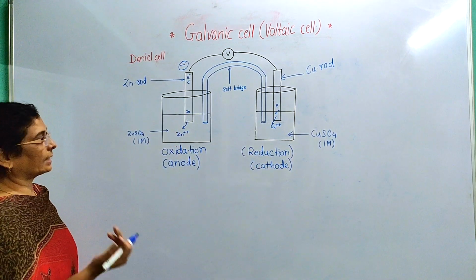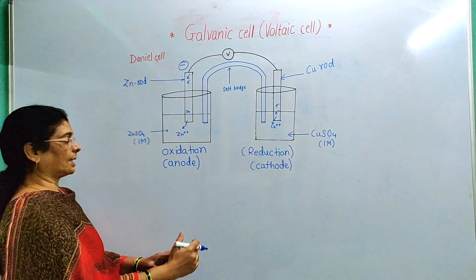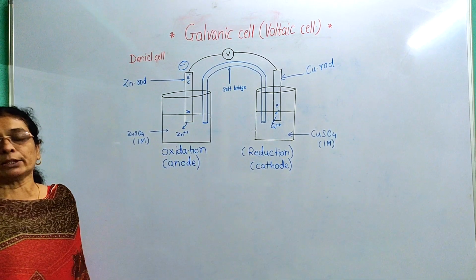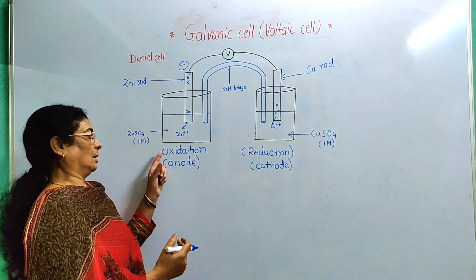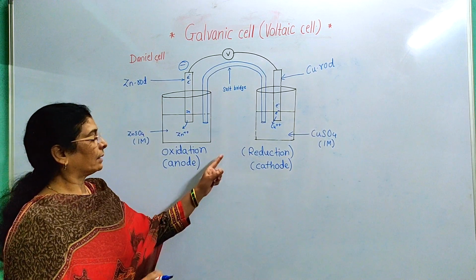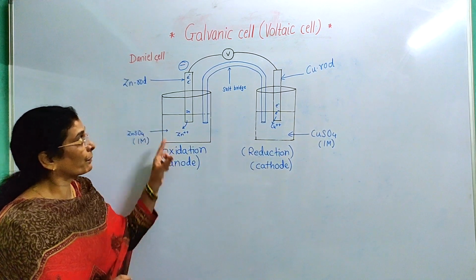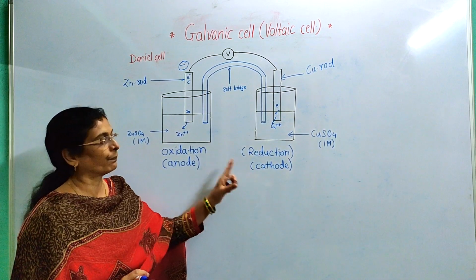Now I am using other words. We have first said that a galvanic cell is a combination of two half cells. The first, where oxidation takes place, is the oxidation electrode. Where reduction takes place is the reduction electrode. Like this, the electrode where oxidation takes place is called the anode, remember. And the electrode where reduction takes place is called the cathode. And so, a galvanic cell is the combination of anode and cathode.